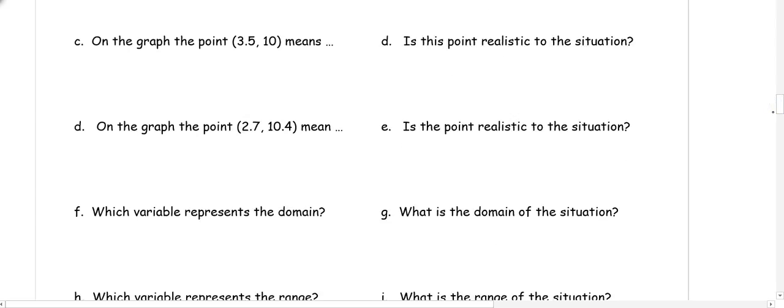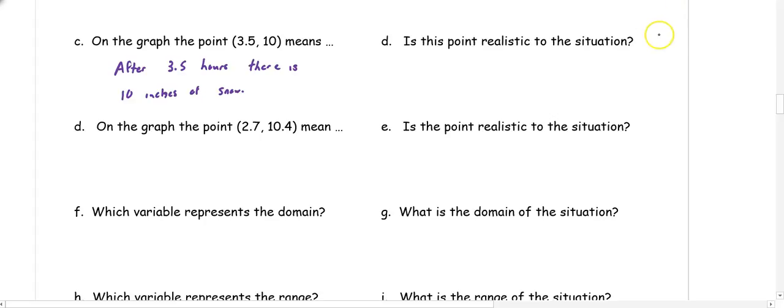So on the graph, what would the point 3.5, 10 mean? Well, remember that 3.5 is our input and 10 is the output. So it would mean after 3.5 hours, there is 10 inches of snow. So is this point realistic? Well, we can have 3.5 hours, so that makes sense.